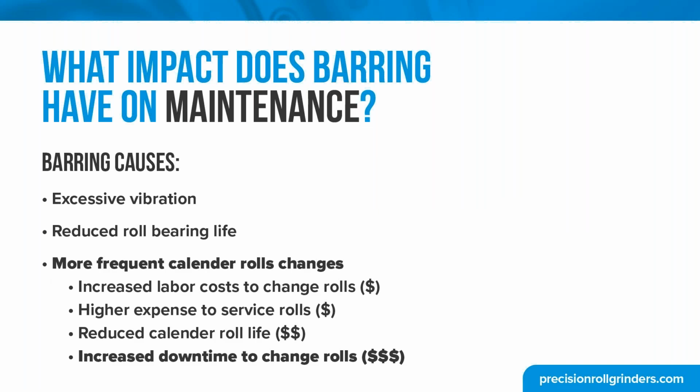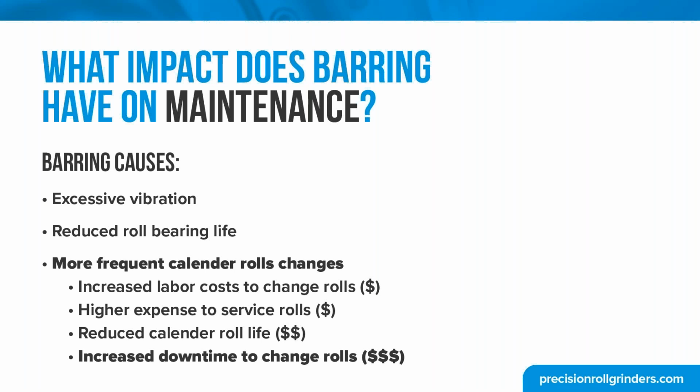Okay, well, what if you're not a paper maker? What if you're in maintenance? What impact does barring have on maintenance? Well, barring causes excessive vibration, reduced roll bearing life, and you have to change your calendar rolls more frequently if you have barring. And more frequent roll changes cause increased labor costs to change the rolls, and higher expense to have the rolls serviced. It reduces the life of your calendar roll. If you have to grind it more often and take more metal off, that's going to reduce your roll life.